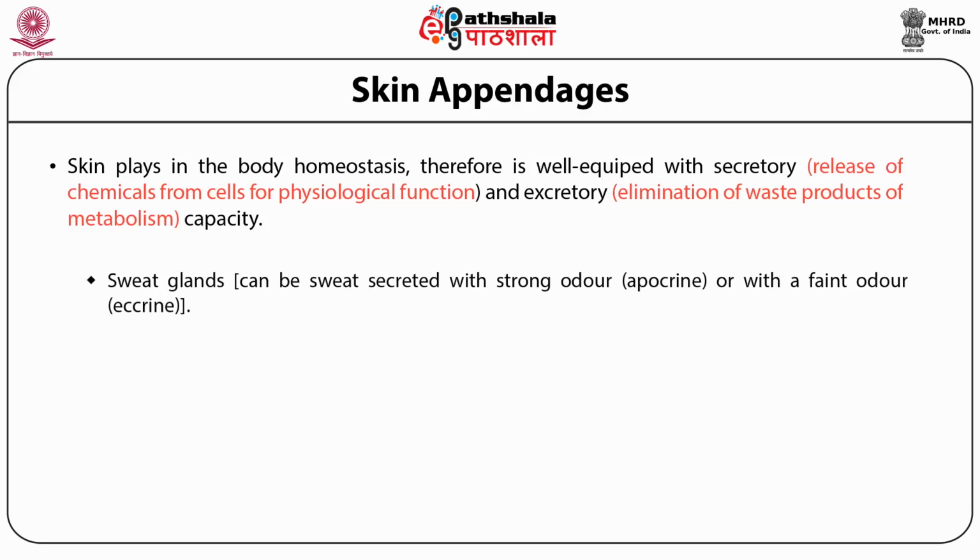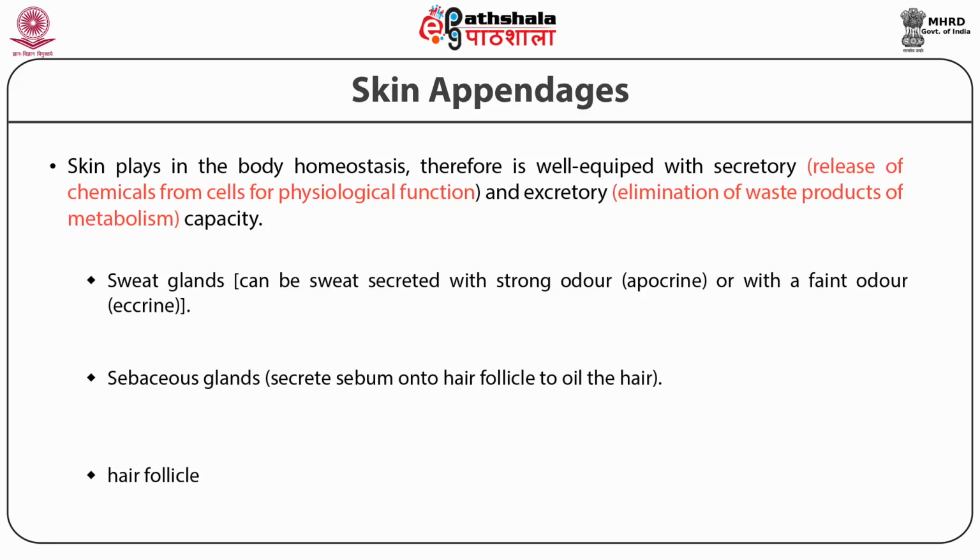The sweat glands usually secrete sweat which has a strong odor. If it has a strong odor, the secretions are called apocrine secretions, while if the odor is faint, it is referred to as eccrine secretions. The sebaceous glands secrete sebum onto the hair follicle to oil the hair. And finally, the other skin appendage is the hair follicle.